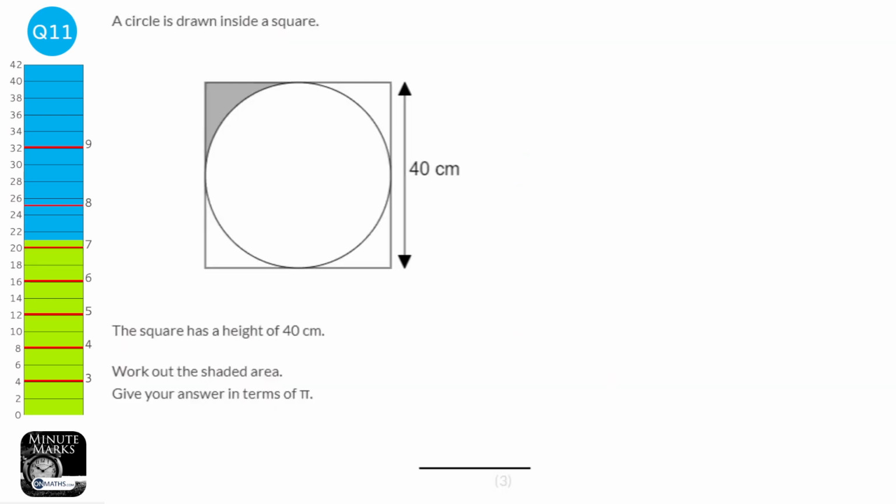First thing we notice is that there is a square here, so we can work out what this length is going to be. It's also going to be 40 centimeters. And whenever we're working out the area of a shaded area, we're normally working out the area of 2 shapes and subtracting one from the other. And this question's really no different. So we're going to start off working out the area of the square.